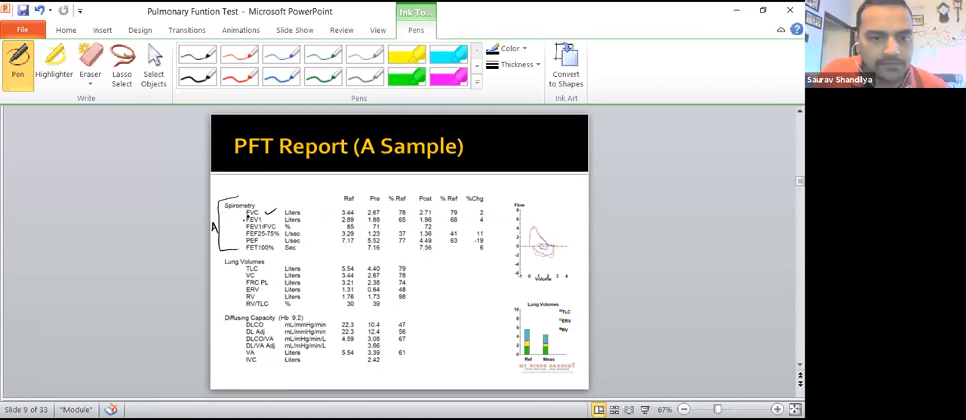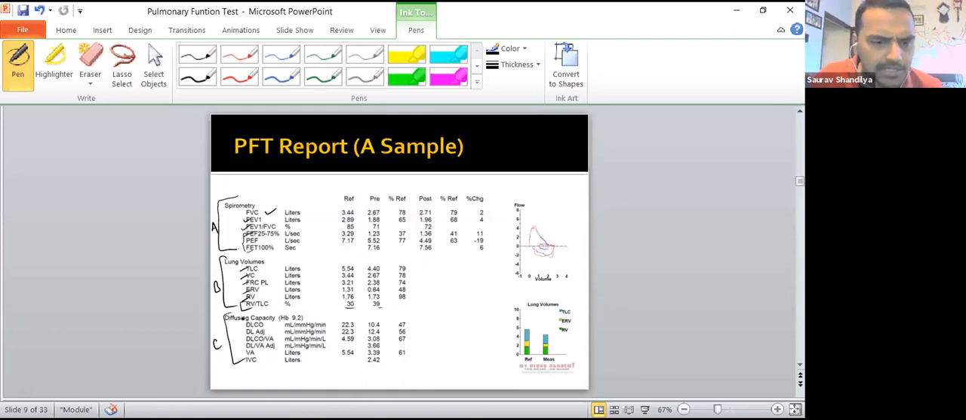Then you have FEV1, of course, we'll discuss it. Then you have the FEV1 to FVC ratio. You have FEF, then PEF, then FET. These three are not very important. The second part is your lung volumes, where TLC is there, VC, FRC, ERV, RV, and there is definitely RV by TLC. This ratio is also important sometimes. A few physicians use this ratio.